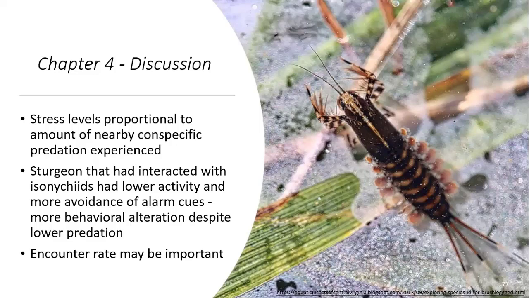So by the time that they were used in the behavior trials, they had that experience of frequent encounters with an aquatic insect. And then on the other hand, the sturgeon that had encountered perlids frequently were pretty likely to be eaten by the perlids and not survive to be used in the behavior trials. So that may explain the behavior results that I saw.